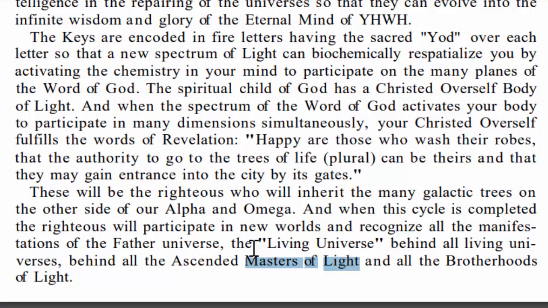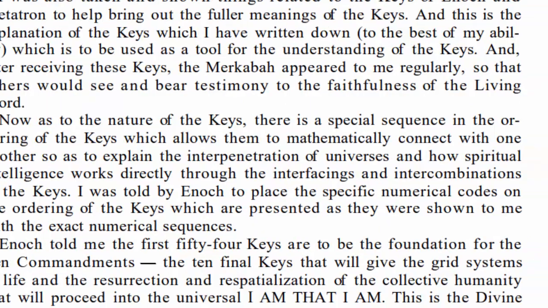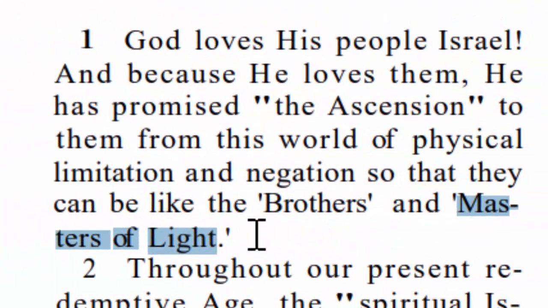So you have ascended masters of light. We don't know if that's necessarily the same. Let's go to 319, the last chapter in this book. It says, God loves his people Israel, and because he loves them, he has promised the ascension to them from the world of physical limitations and negation so that they can be like the brothers and masters of light.